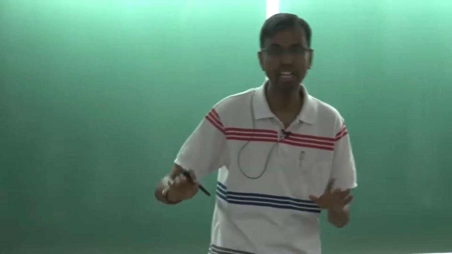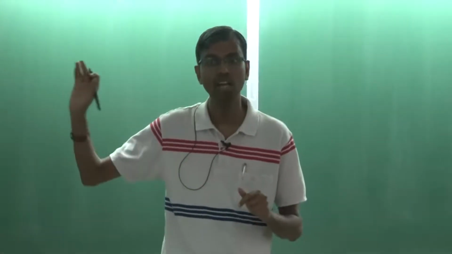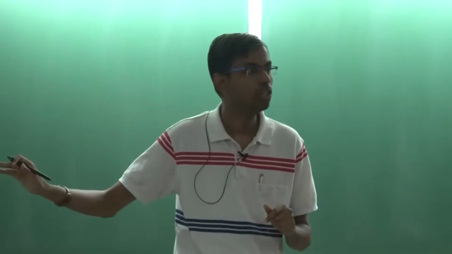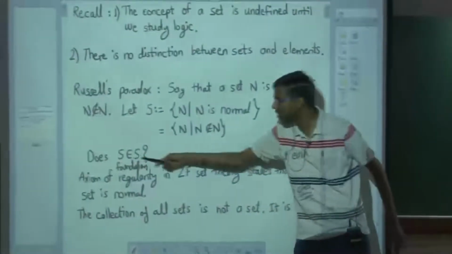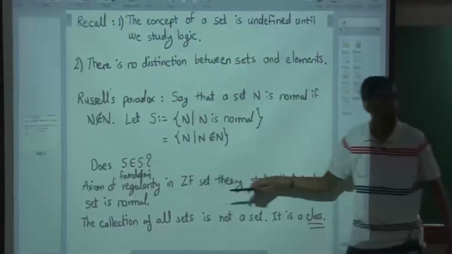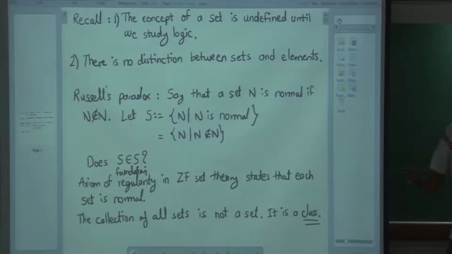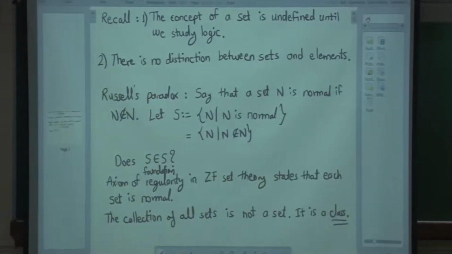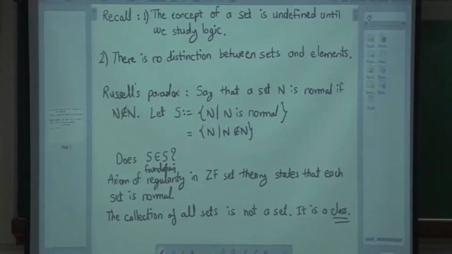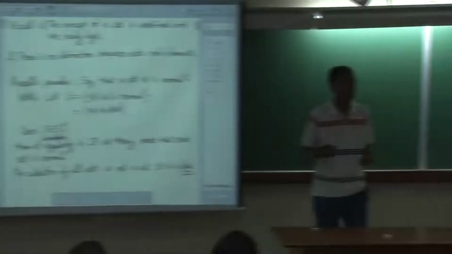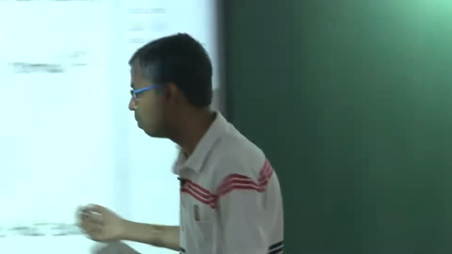So the collection of all sets is a proper class. Therefore there is no question of asking this. It's not a set. Understood? So that's how we resolve the paradox. Resolution of paradox means we don't let it arise. Right? So I will write it on the next slide.